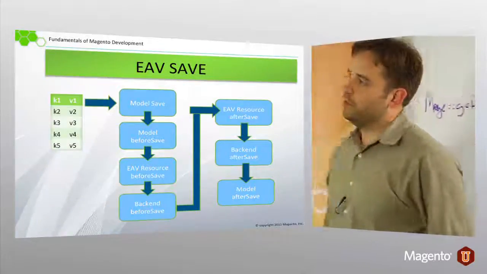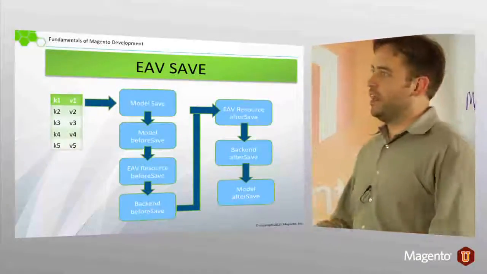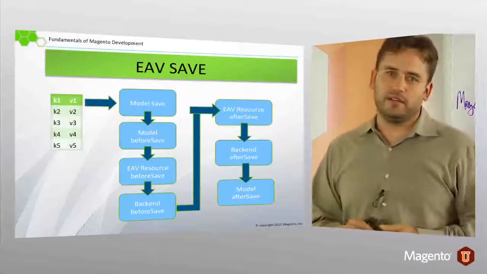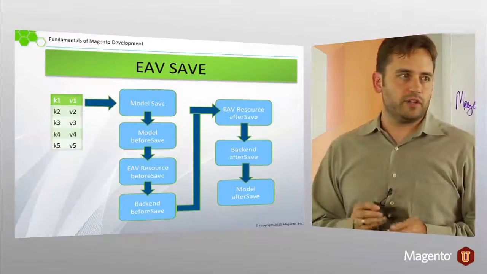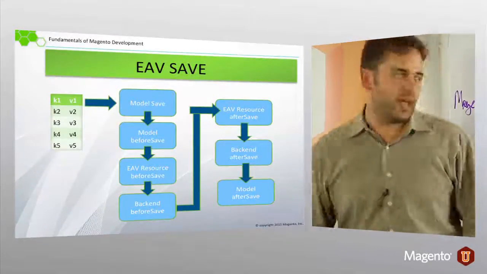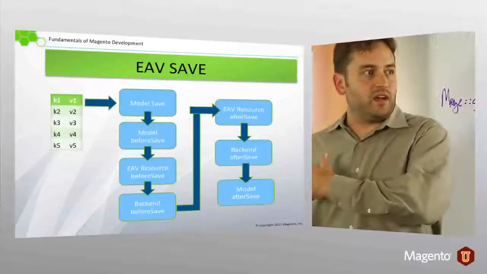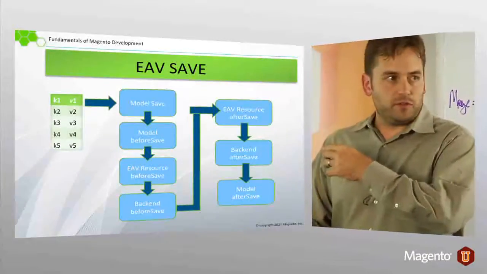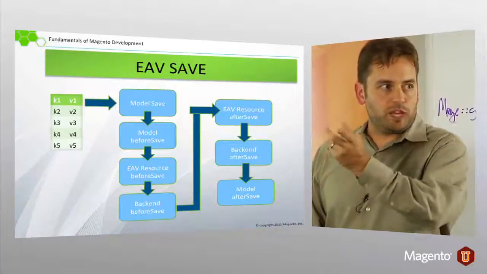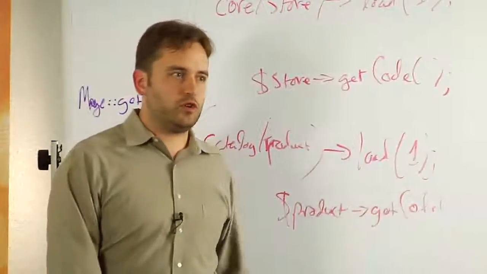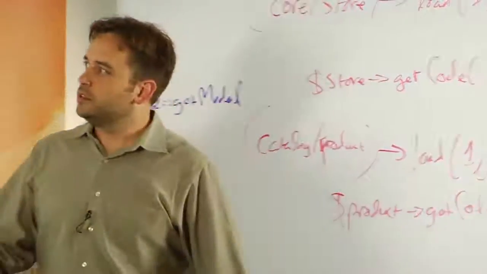Okay, so the EAV save process, again, not unlike, obviously more complex than the regular entity save process, but more the same. So we have, again, this nice array of attribute values on those attribute codes. So, name, code, shirt size, whatever.